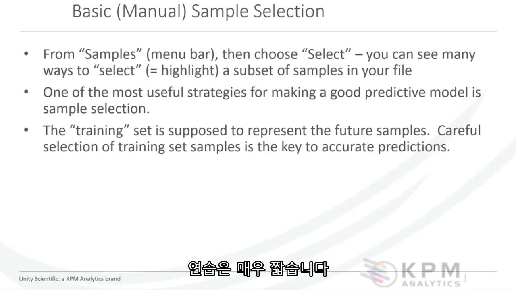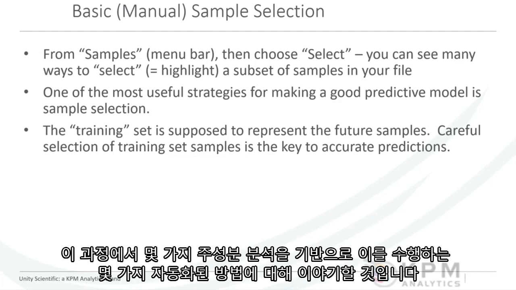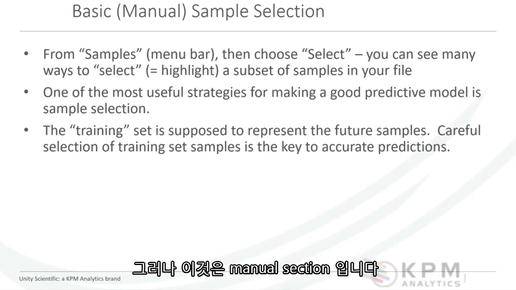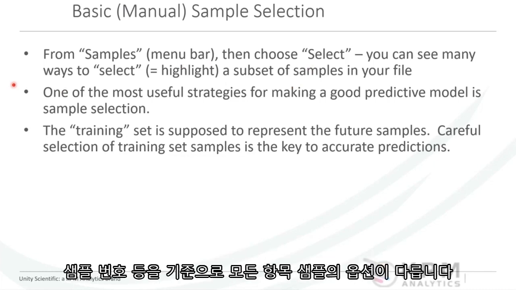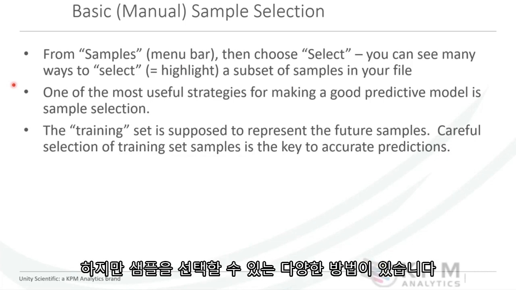So this exercise, again, is very short, but this is about manual sample selection. Later on in the course, we're going to talk about some automated ways of doing this based on principal component analysis, but this is the manual selection. This is working from the samples screen and the menu bar, and you can go in and use various different ways of selecting out your samples. There are different options, from every ith sample based on sample number and things like this, but it's got a wide variety of different ways that you can make your sample selection.